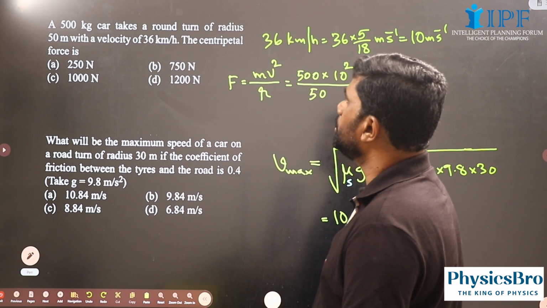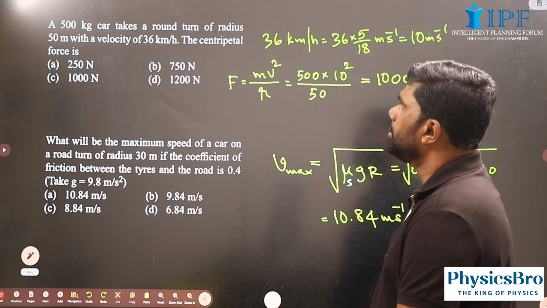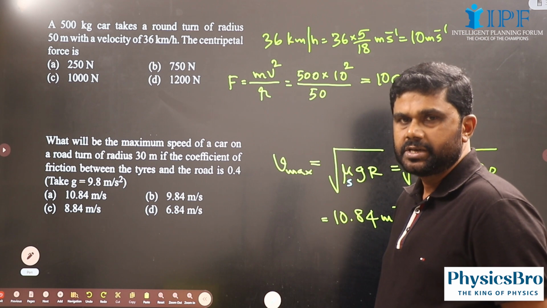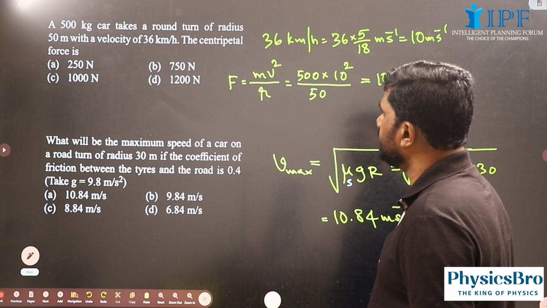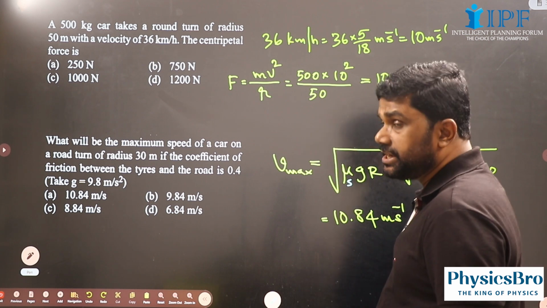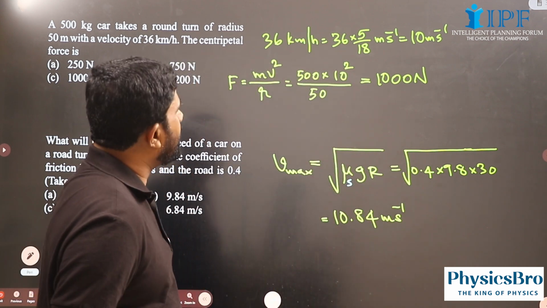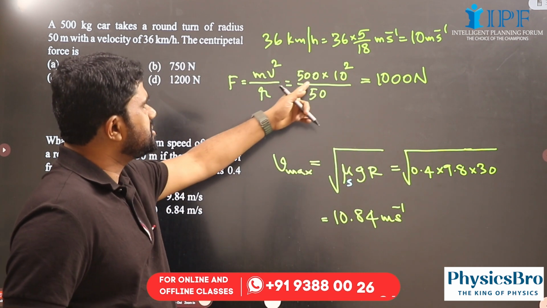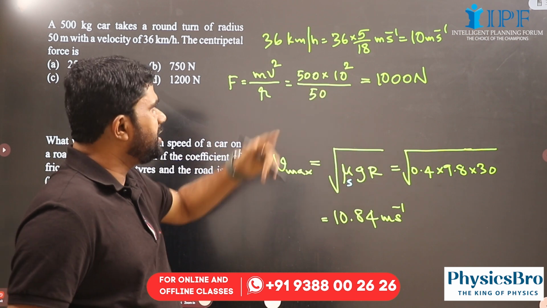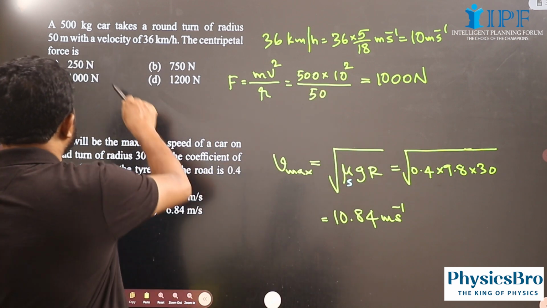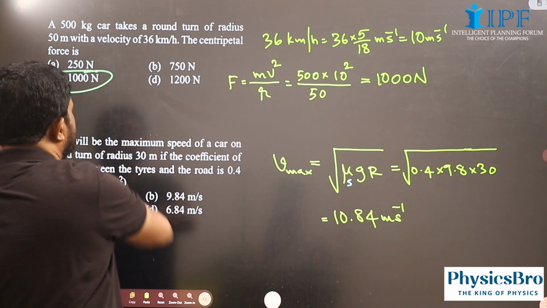Now a 500 kilogram car takes a round turn of radius 50 meter with a velocity 36 kilometer per hour and it is equivalent to 10 meter per second. Okay, we have to find the centripetal force, that is mv square by r. Mass we have 500 kilogram and velocity is 10 meter per second and radius is 50 meter. So it will be 1000 Newton. Okay, so 1000 Newton, right?